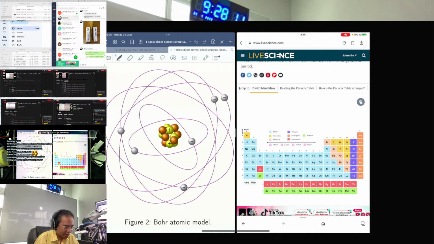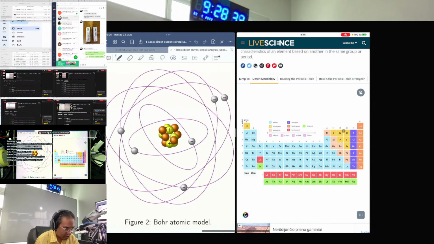Okay, the internet may load a bit slowly, sorry about that. Carbon is right here. This is the first group, the second group, the third, fourth, fifth, right? Carbon has 6 electrons, right here. Number 6 is the atomic number. There will be 6 pairs of protons and neutrons.